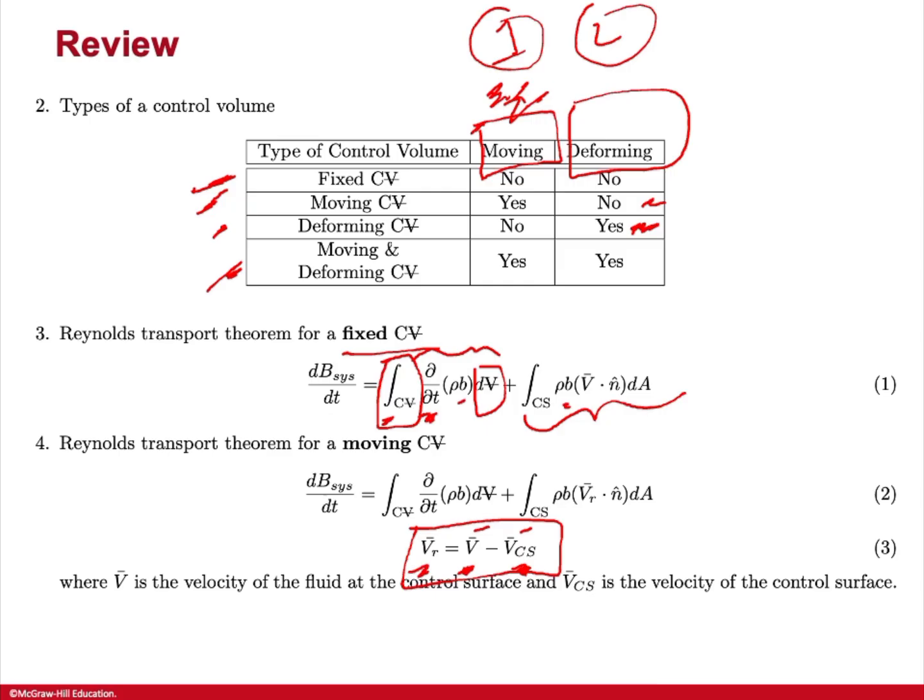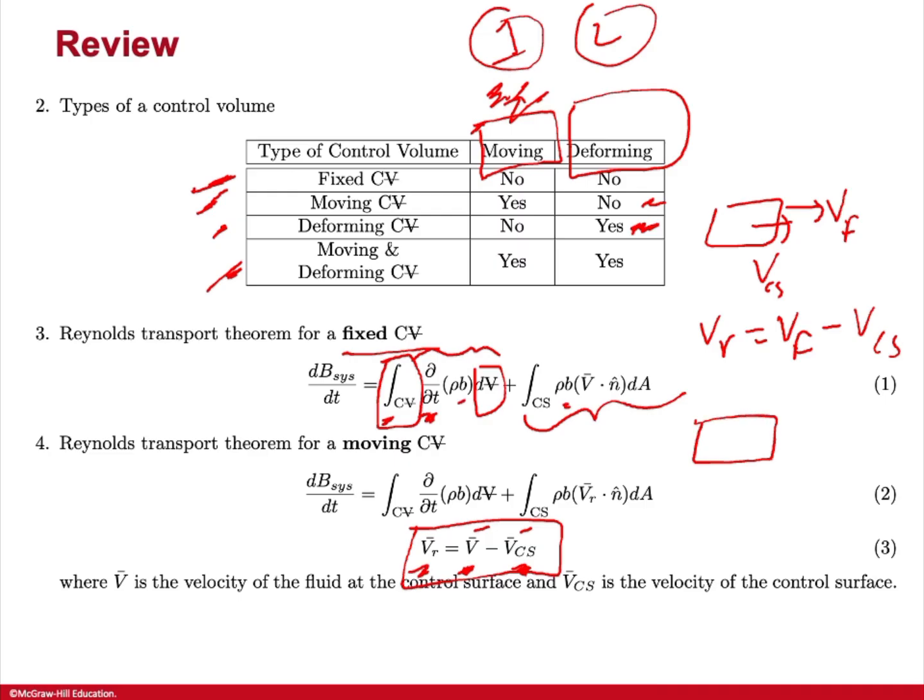So let's say your control volume is moving with a certain velocity this way, and the fluid, so that is your control surface, and the fluid is moving in the same direction. Let's say that is Vf. Your relative velocity, what will it be? V fluid minus V control surface, right? Because both are in the same direction.